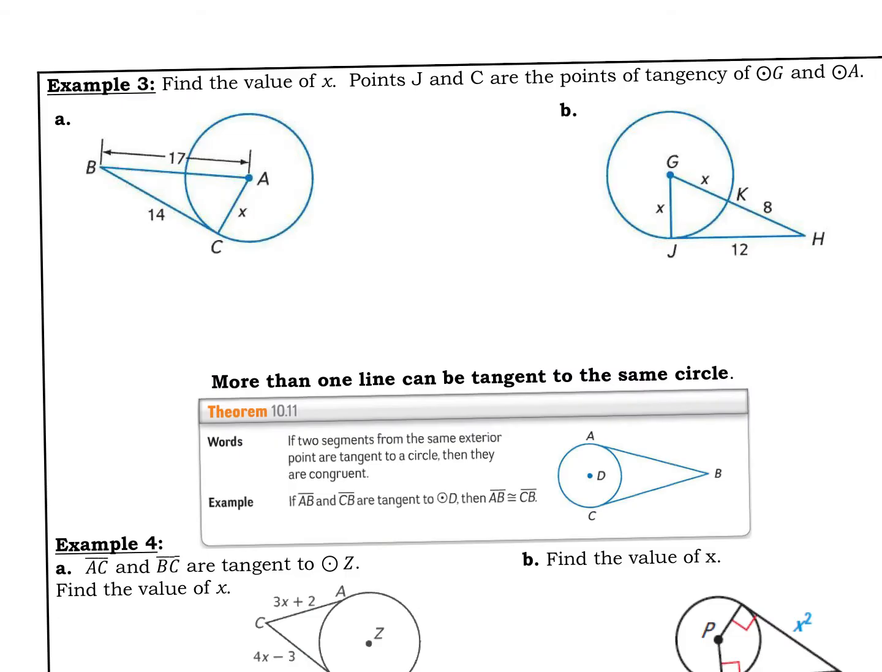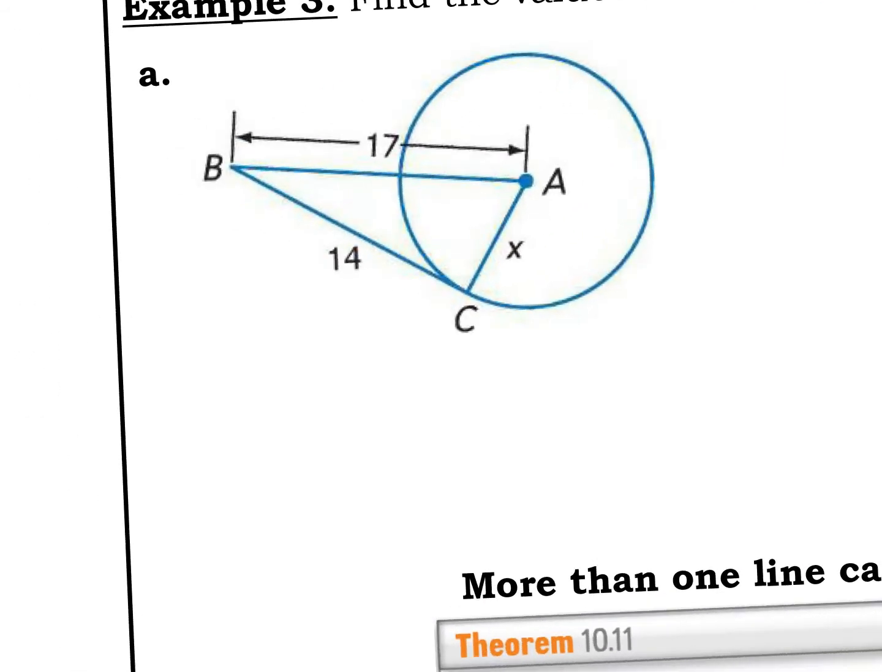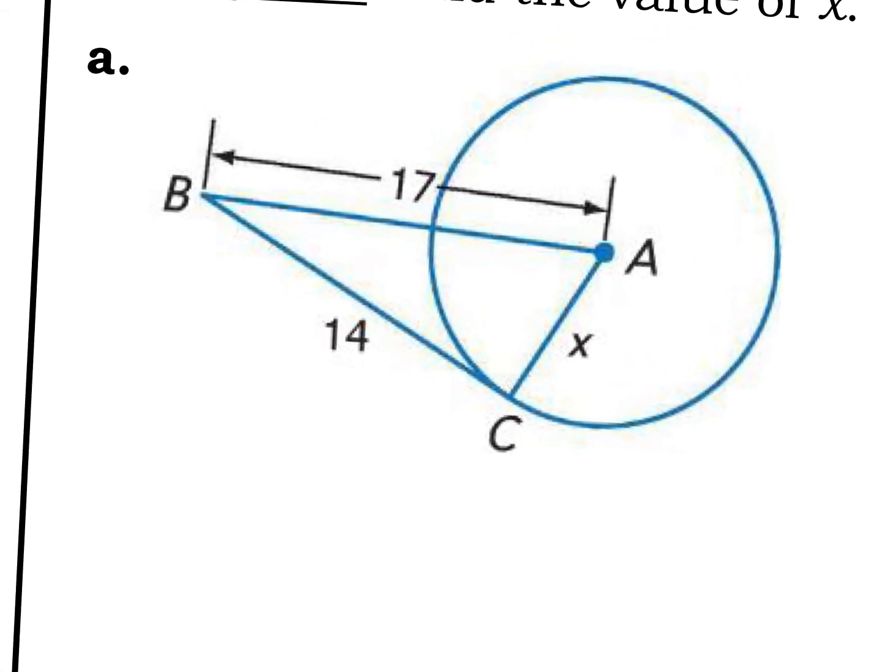So that leads me into my first 2 examples. It says find the value of x. Points J and C are the points of tangency of circle G and circle A. So if we have a tangent line and you see that line AC is a radius, well then we have a right angle. And if we have 3 lines, we've connected them with a triangle. What I'm trying to get at is we're going to have to do the Pythagorean theorem.